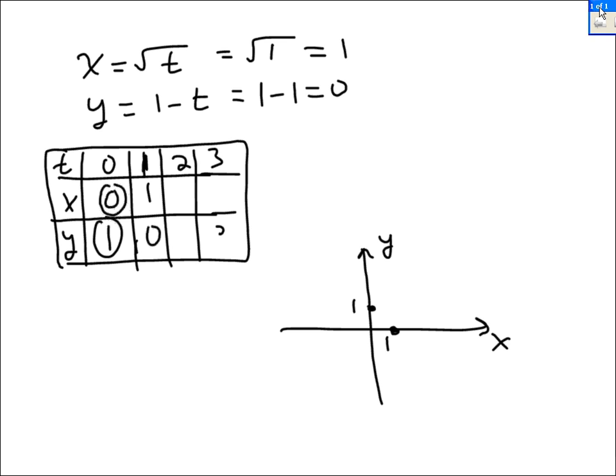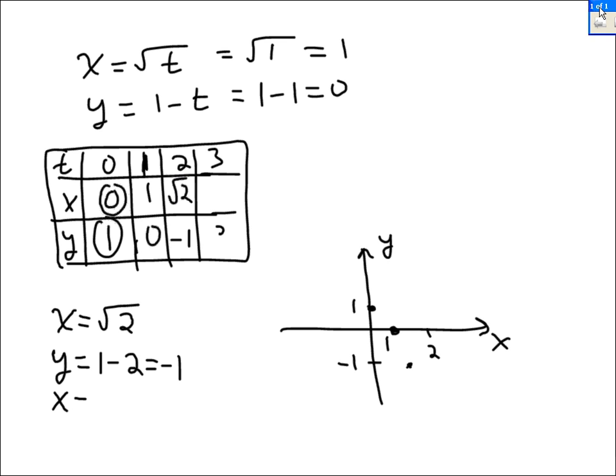It's right there. Now, t is 2. So x is equal to the square root of t, which is the square root of 2. And y is 1 minus t, which is 2 right now, so y is negative 1. So when x is a little bit more than 1, y is negative 1. Say right there.